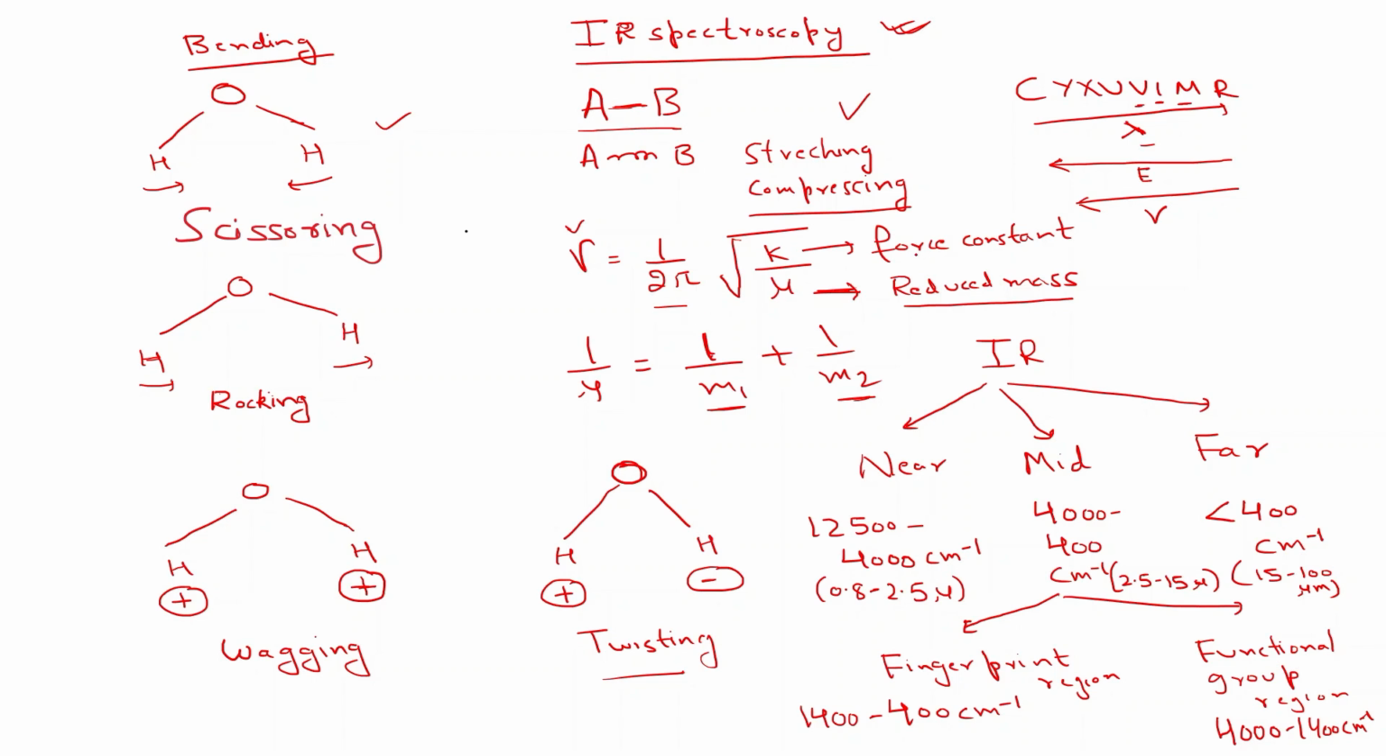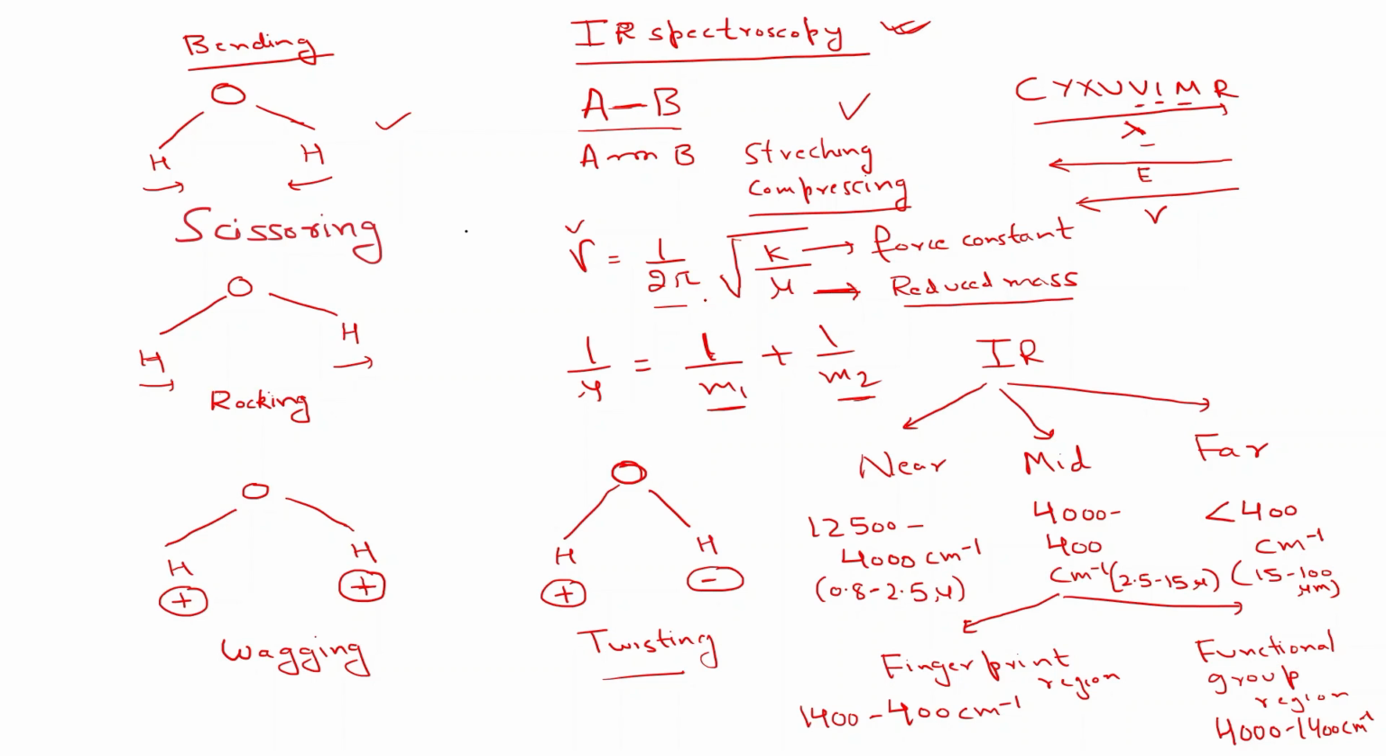Here k is known as the force constant. The more the force constant, the higher the IR absorption frequency absorbed by the bond; the stronger the bond, the higher the IR absorption frequency. μ is the reduced mass, written as 1/μ = 1/m1 + 1/m2. If one of the atoms has a lower atomic mass, the bond absorbs at a higher frequency. If the atomic mass is higher, it absorbs at a lower frequency. So from this equation we can predict the IR frequency absorbed by a particular bond.